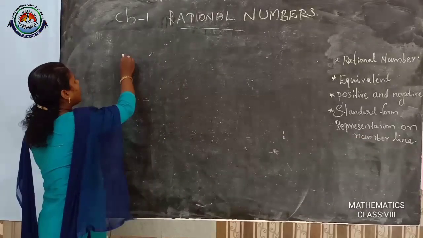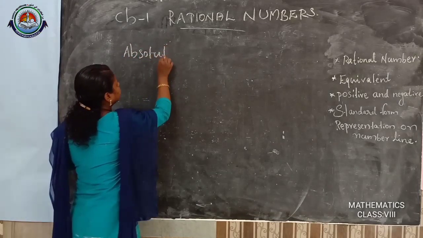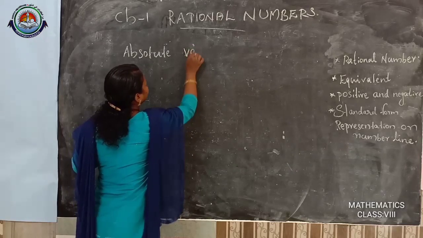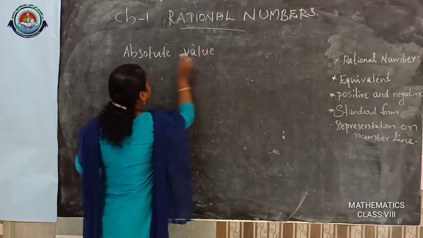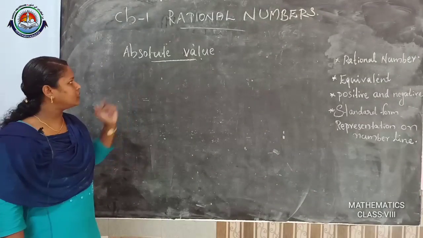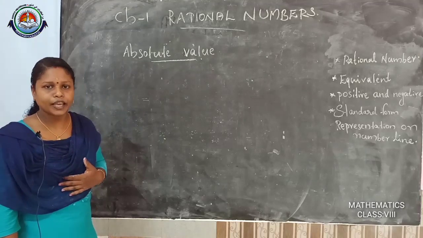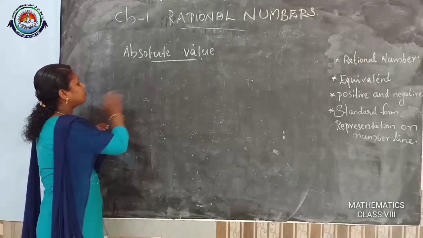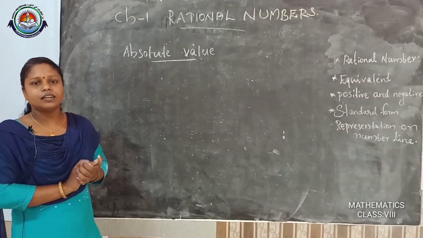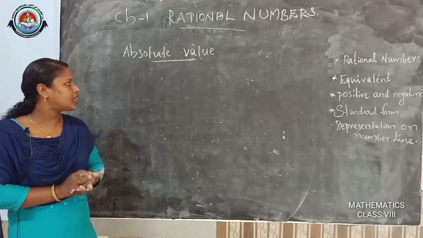Next, absolute value of rational numbers. I think you are familiar with that word, absolute value. What is absolute value? Do you know? Can you remember? Listen, absolute value means nothing. Absolute value of a rational number means a rational number without its sign.